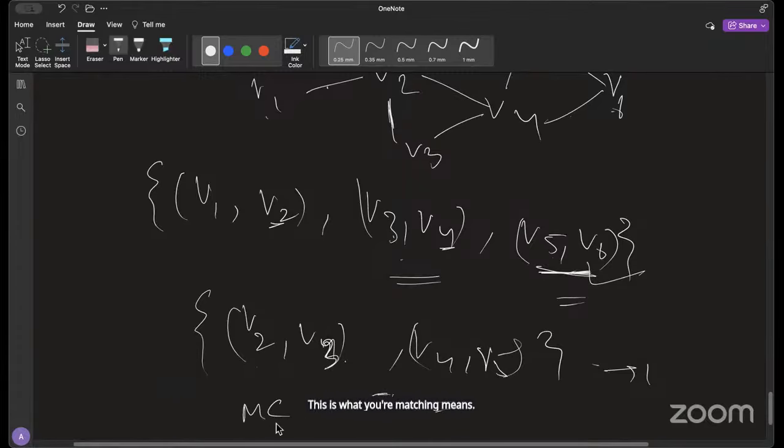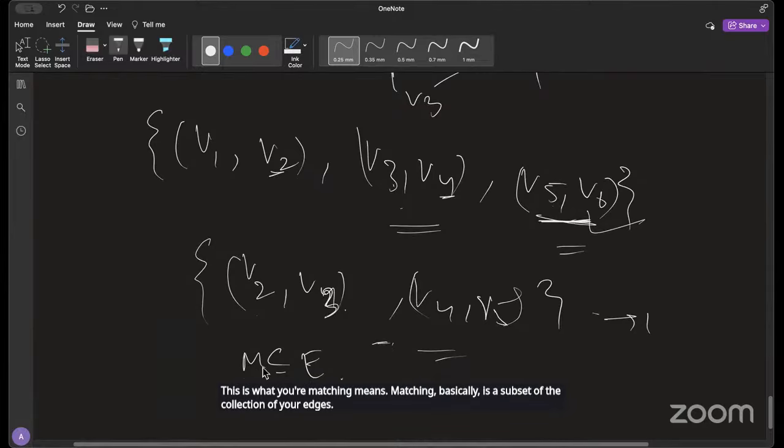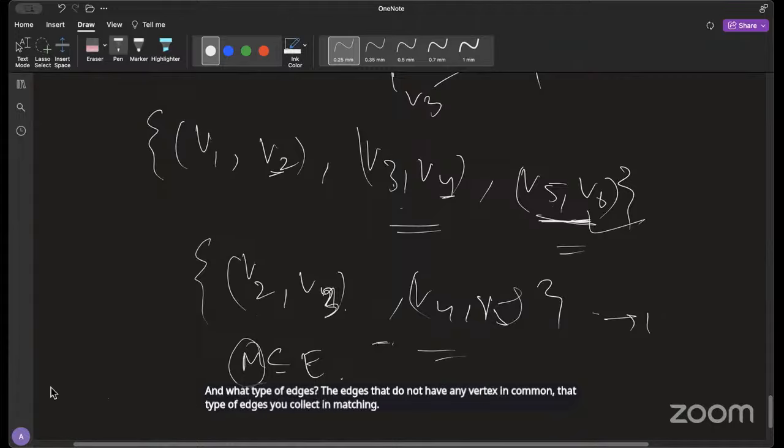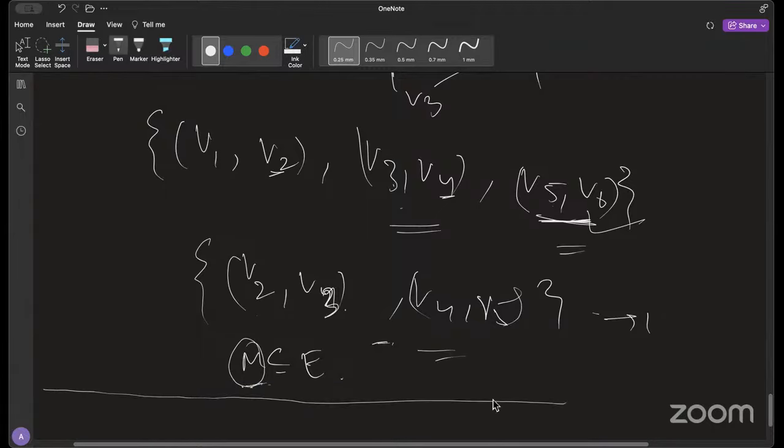Matching basically is a subset of the collection of your edges, where you collect edges here. And what type of edges? The edges that do not have any vertex in common. That type of edges you collect in matching. Is that okay? Yes, ma'am.